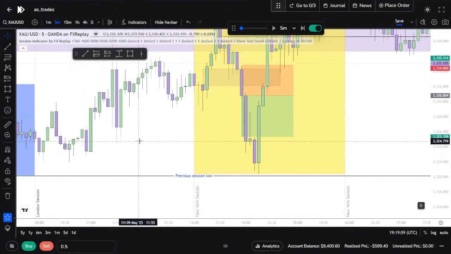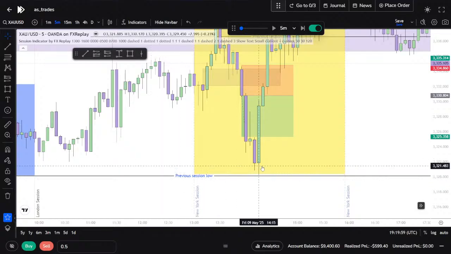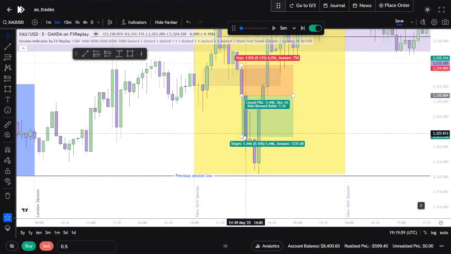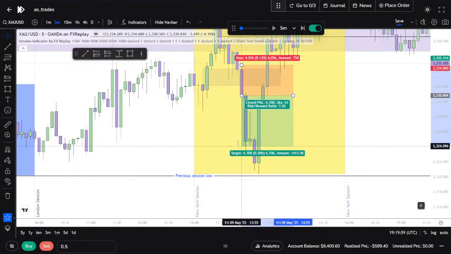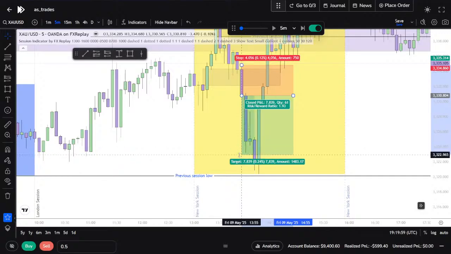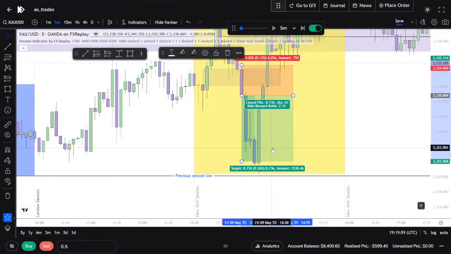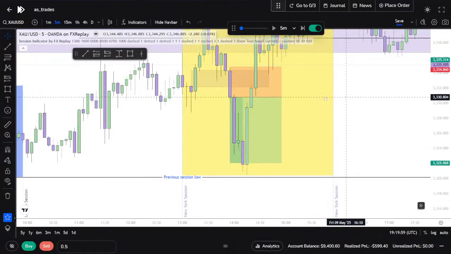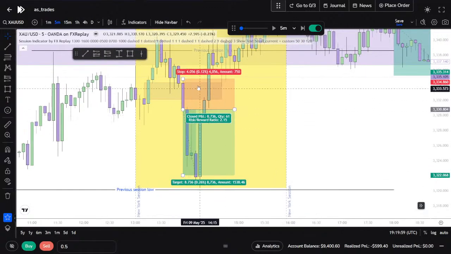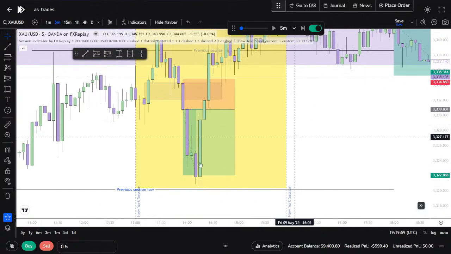I could have gone here, here, or here. The ultimate liquidity would have been the previous session low, which it didn't actually hit because there's a bit of space there. So you would have put TP1, TP2, and then TP3. It would have hit TP2, and that's 8.7, so about 9 pips. That was a clean trade actually, 0.5 lot size, easy money.